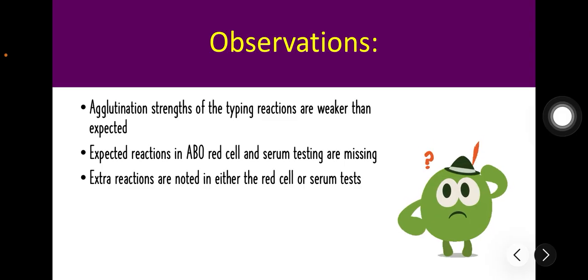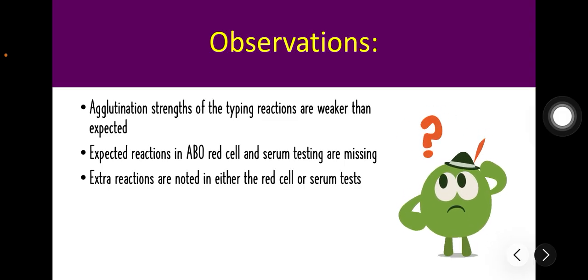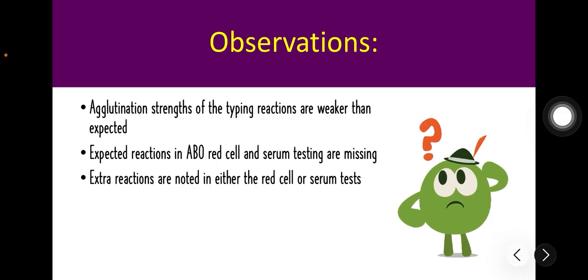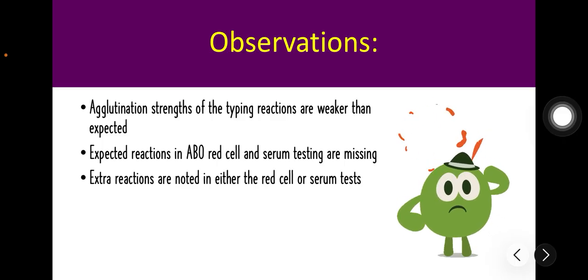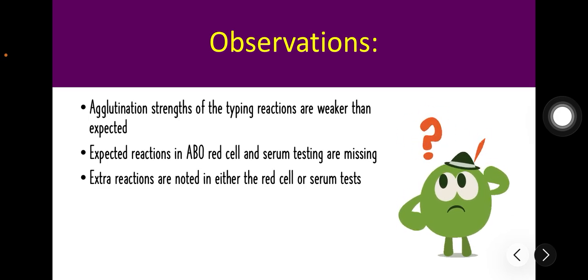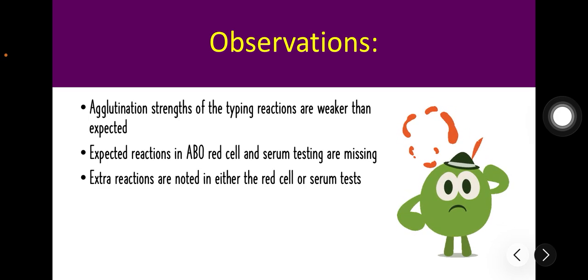The observations in ABO discrepancies are generally categorized into 4 types based on what is seen in the test tube. So we have the first one, the weak or missing reactions, such as in Group 1 and Group 2 discrepancies. In these cases, a reaction that should be strong, typically 3 plus to 4 plus, is either very faint or completely absent. So we have missing antibodies in the reverse grouping. This is the most common observation.